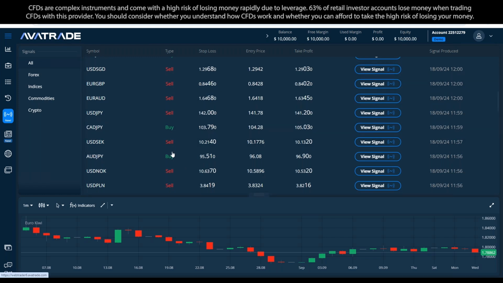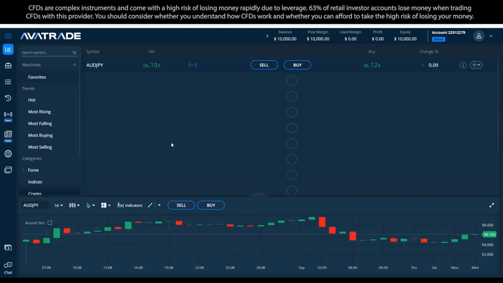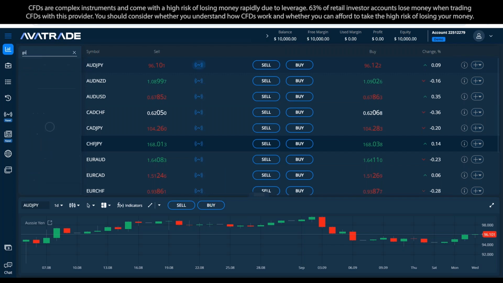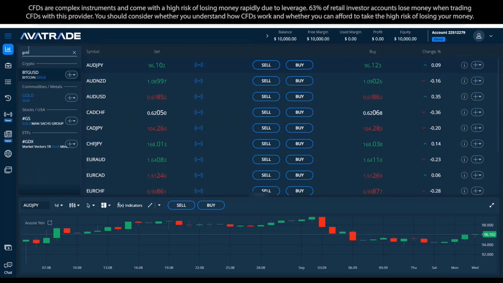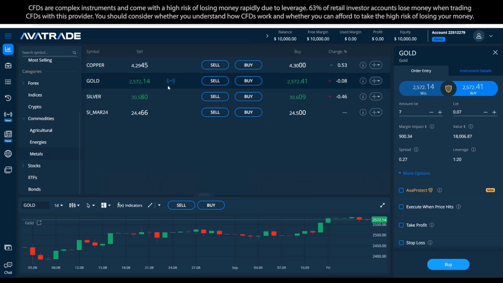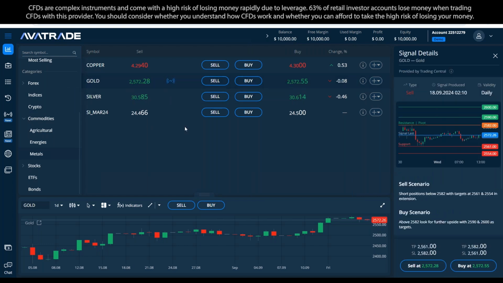Now, if I'm used to trading, as an example, gold, and I want to know if gold has a signal, I don't want to go into the signal section and start looking for gold and when it was produced. What I can do is just type gold down here. As soon as gold comes up, I click gold. And then it's going to show me that gold has a signal. I don't have to go to the signal section for that. I can just click here on the blue lightning icon.